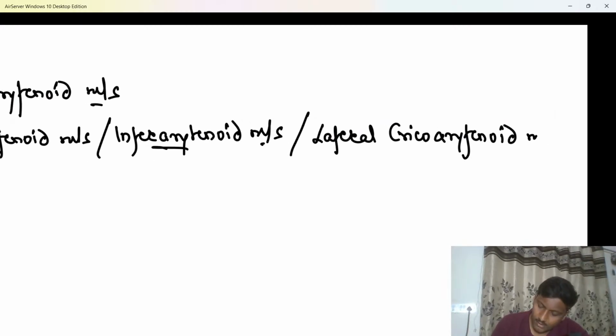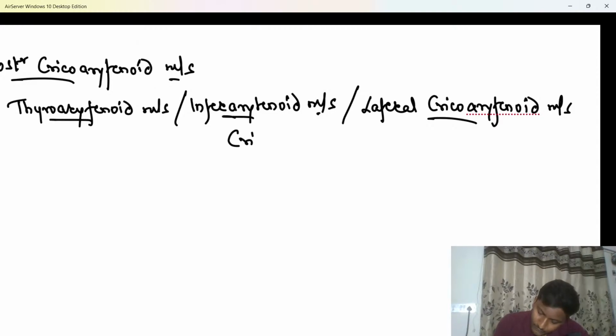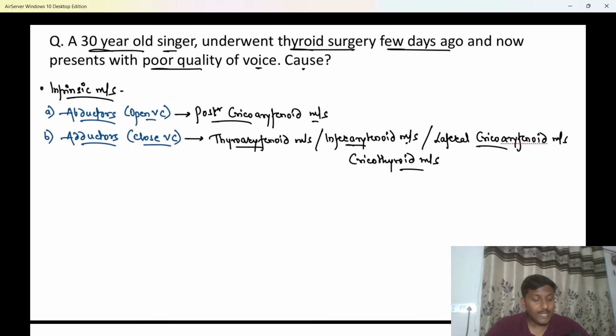Okay? And the last one, the muscle which was always an exception. What was that muscle which was always an exception? Cricothyroid. So the fourth adductor muscle which will close the vocal cord is the cricothyroid muscle. So there are 4 adductor muscles which will actually close the vocal cord. First is thyroarytenoid, second is interarytenoid, third is lateral cricoarytenoid, and the fourth is cricothyroid muscle.